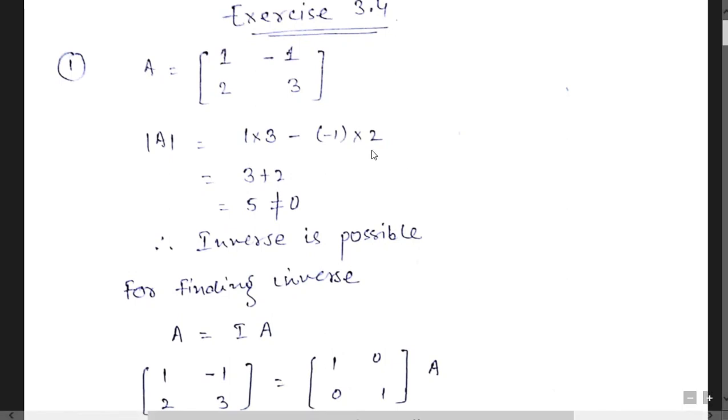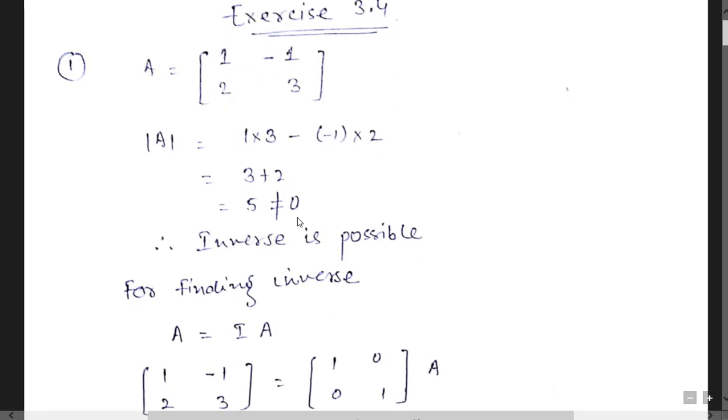Suppose one matrix is given to you. In the first step you have to calculate the modulus of the matrix. What is the meaning of modulus? You have to multiply, in this case 1 multiplied by 3 minus 1 multiplied by 2. It means you have to multiply the principal diagonal elements, then subtract the product of the secondary diagonal elements from it. The answer is the determinant: 1 multiplied by 3 minus 1 multiplied by 2.